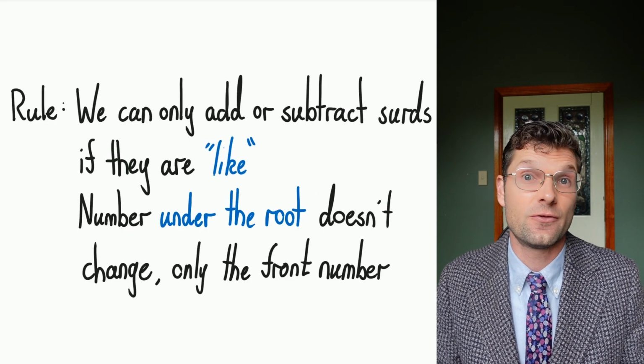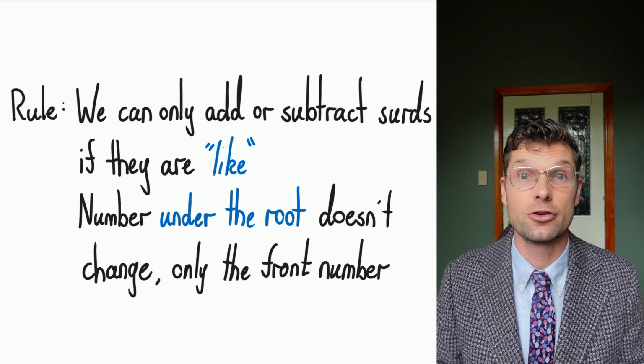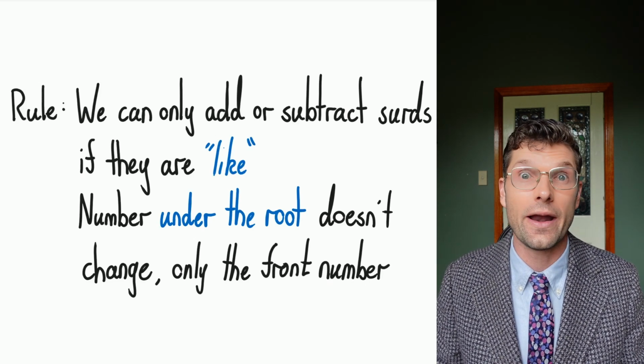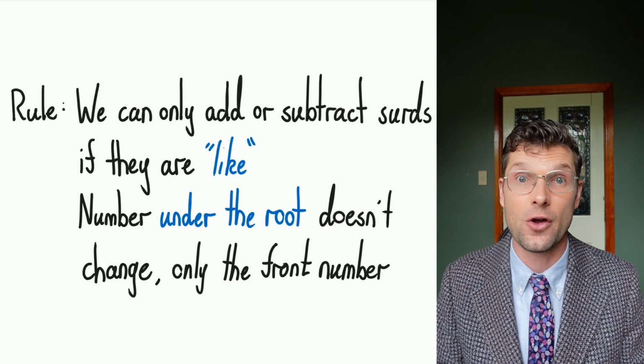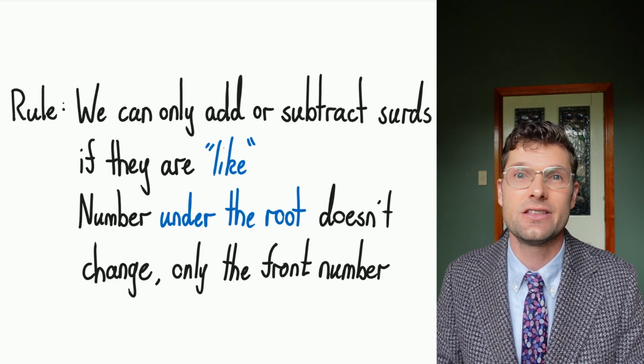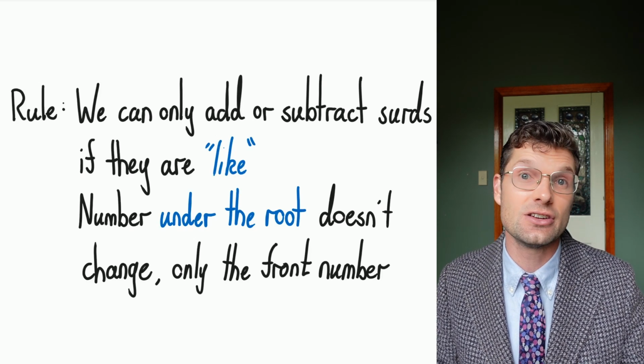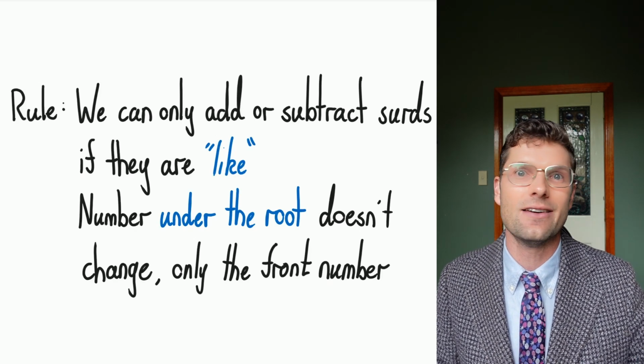So the big takeaways for this lesson is that there are two massive rules. The first one is we can't add or subtract any surds if they're not 100% like, and that's the first thing we've got to look out for. Then when we do add and subtract them, we don't change the number under the root. That's going to be the same. The only thing that changes is the number out the front. We either add or minus that.